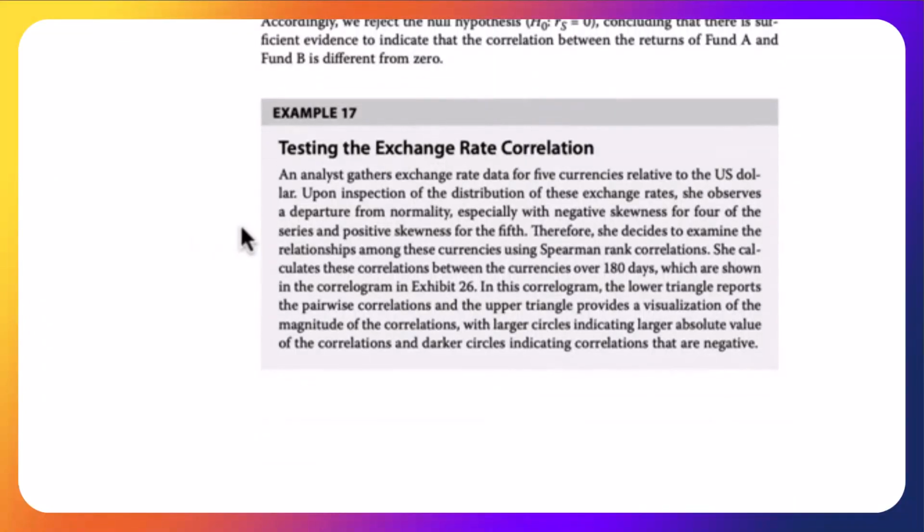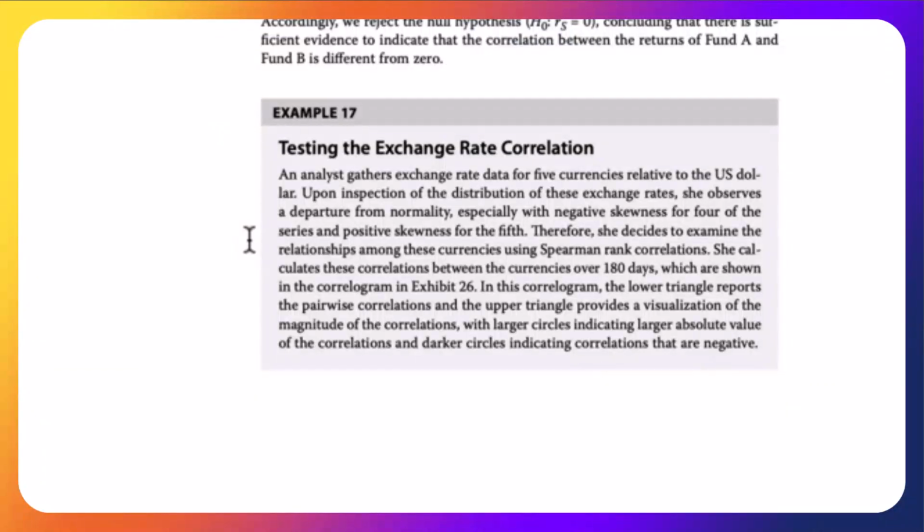Example 17, testing the exchange rate correlation. And this one has a correlation matrix or a parallelogram, and there are 10 correlations in there. The example only gives the test for one of the correlations. You would run the test on all 10 of the correlations, but it gives you the blueprint for doing it on one, and then you would, if you want more practice in calculating the test statistic, you can do it for the other 9.